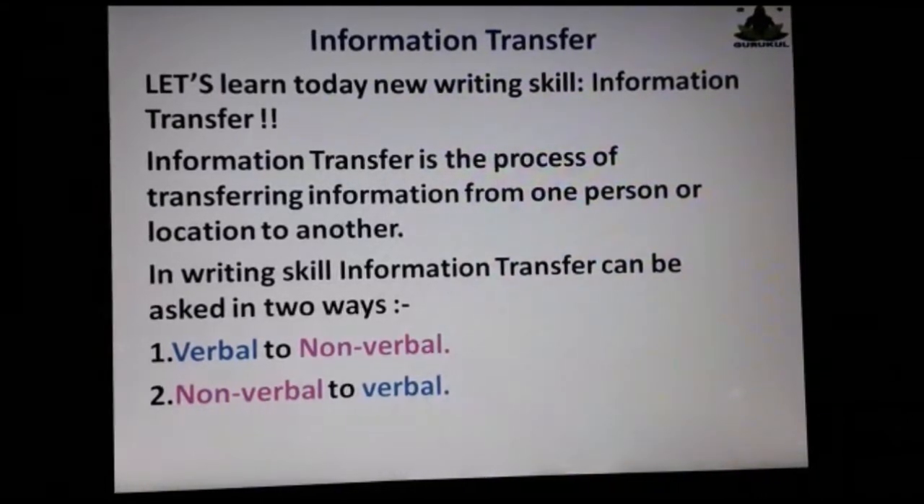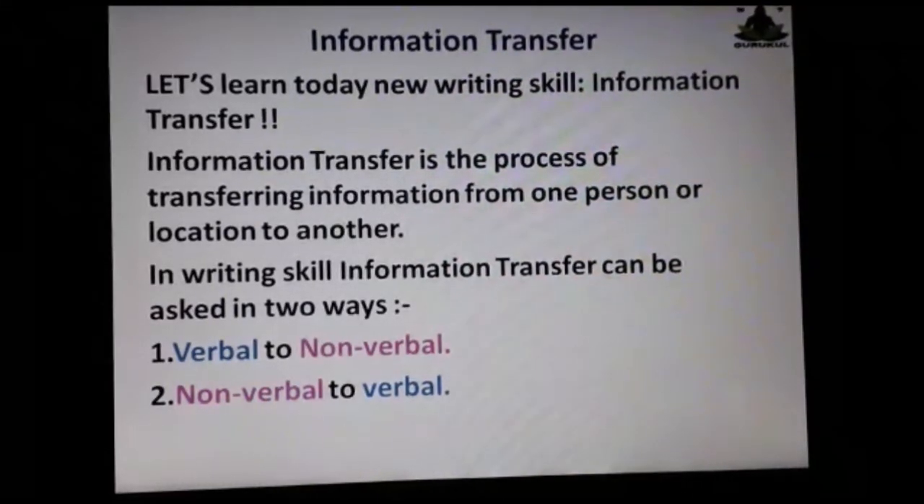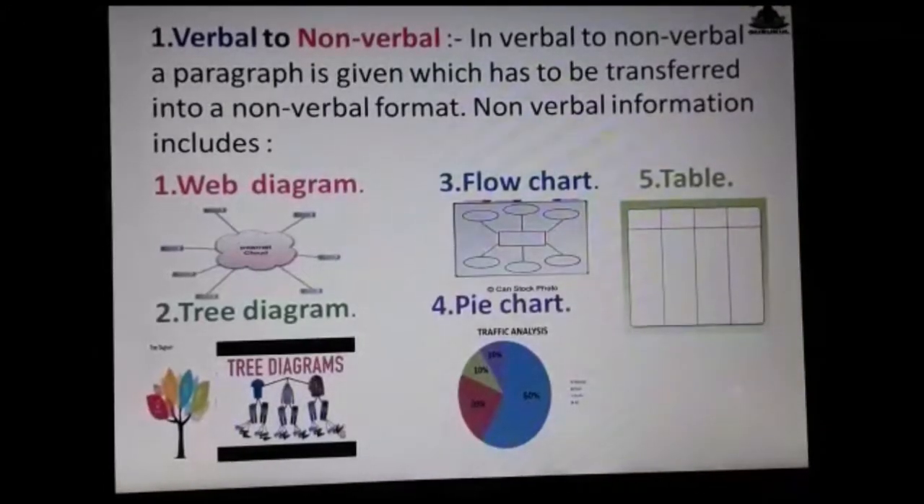The first one is verbal to non-verbal. Let us understand these concepts very clearly, children. The first way of transferring information is verbal to non-verbal, and the second way is non-verbal to verbal. Now let us understand each of them in detail. Now verbal to non-verbal, when you are expected to transfer information from verbal to non-verbal.